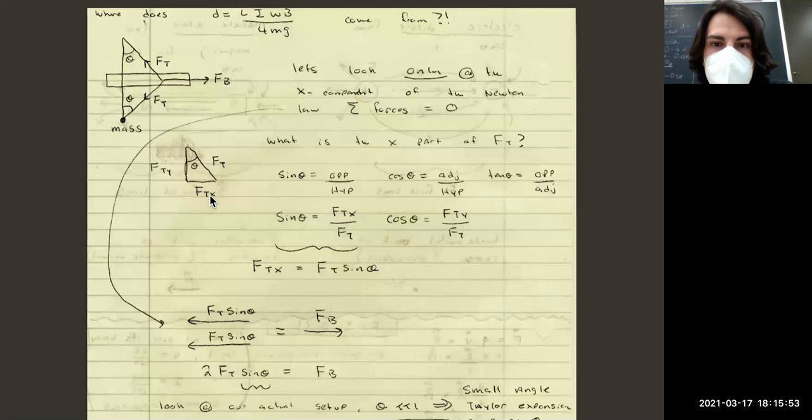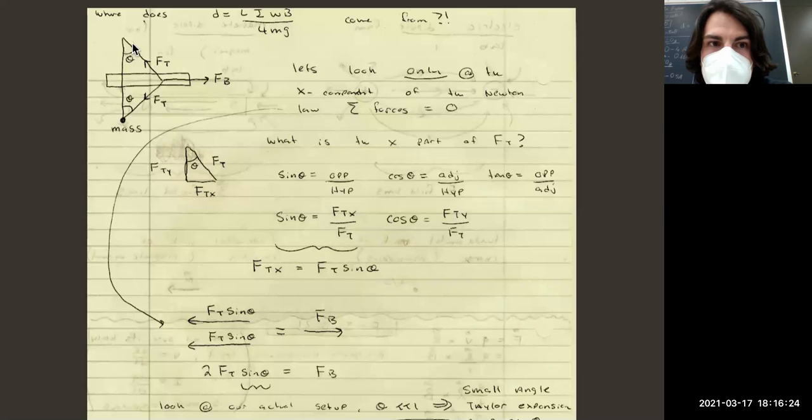I look at all my possible relationships. I have sine is opposite over hypotenuse, cos is adjacent over hypotenuse, and tan is opposite over adjacent. And if I plug this one in, the opposite of my theta angle that I'm given is what I'm looking for. So then I rearrange this equation with the hypotenuse being this long side here. And then I have the force in the x direction is equal to the force along that diagonal times the sine of the angle.